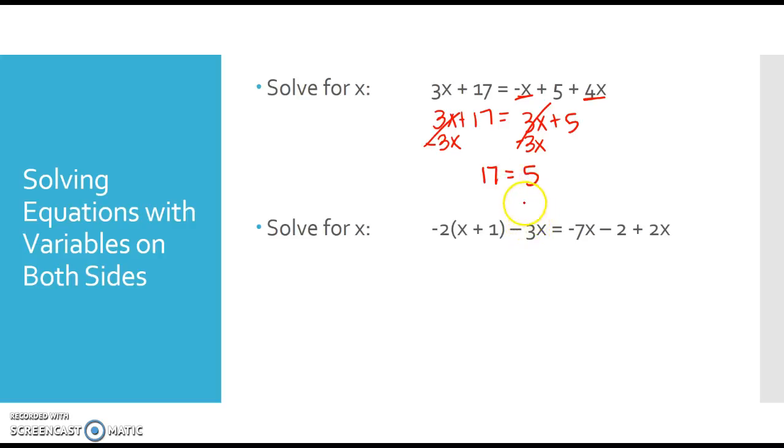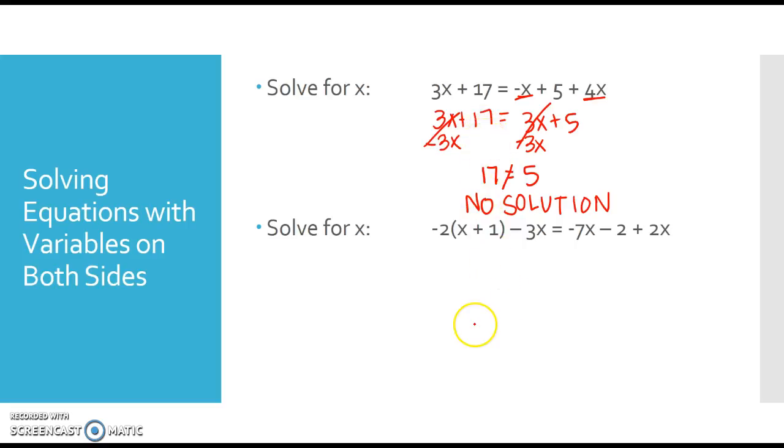Now 17 does not equal 5. That is a false statement. That will never be true. Anytime you end up with a false statement, that means that you have no solution. There are no x values, there are no numbers that you can plug in that would make this a true equation. Now, if you go back to that first line that I wrote here, you notice on both sides I have 3x. That tells me right then that it's going to cancel. So you can look for if you have the same variable and coefficient on both sides.